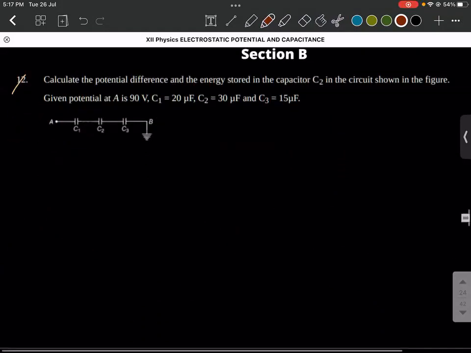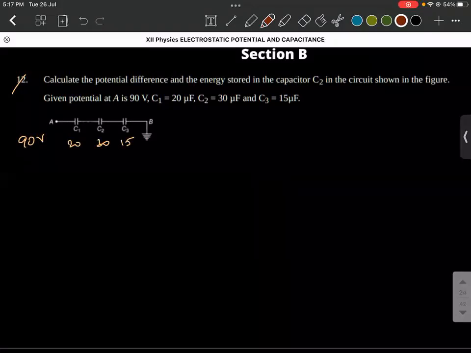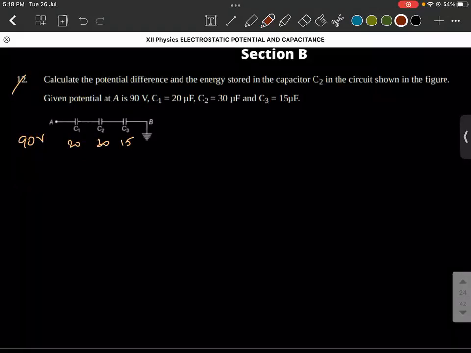So 12th one. Calculate the potential difference and the energy stored in the capacitor C2 in the circuit shown in the figure. Given potential at A is 90 volt, C1 is 20, C2 is 30, and C3 is 15. Tell me. It is grounded. Okay.